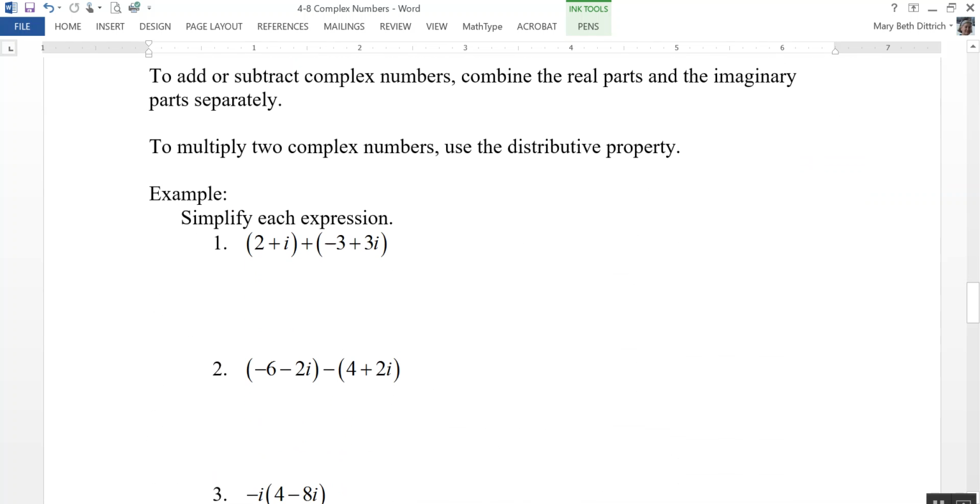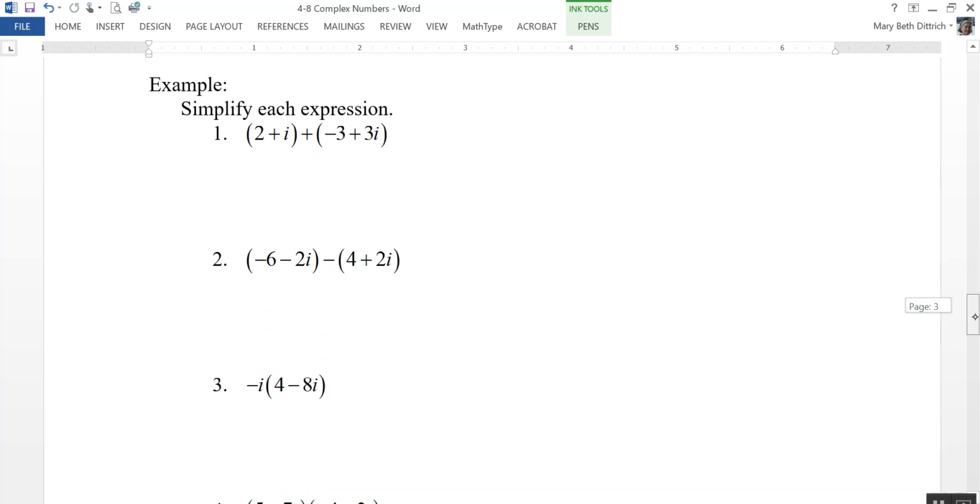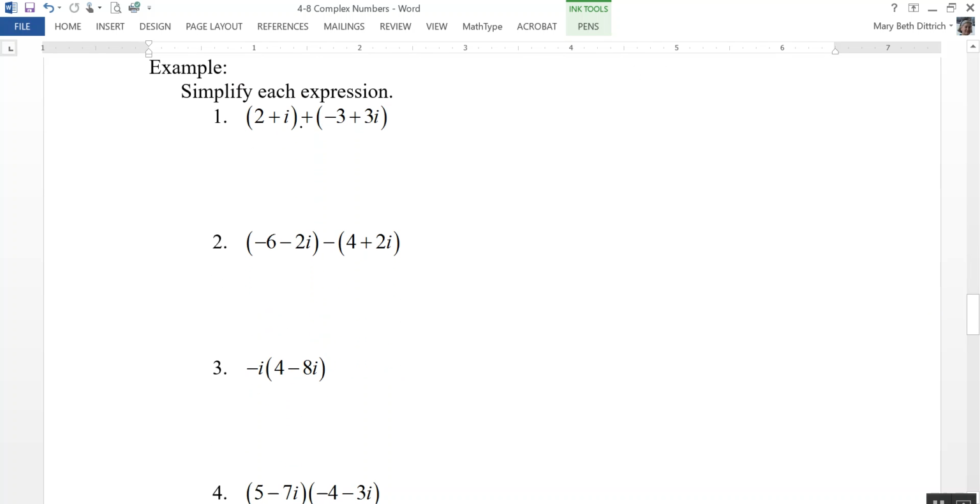To add or subtract complex numbers, we want to combine the real parts, the a parts, and the imaginary parts separately. That's the bi parts. To multiply two complex numbers, we're going to use the distributive property. So let's take a look at several examples here. I need to simplify each expression. Number 1 says 2 plus i plus negative 3 plus 3i. So I'm going to combine my real parts. That's going to give me a negative 1. And then I combine my imaginary parts. i plus 3i gives me 4i. So negative 1 plus 4i.